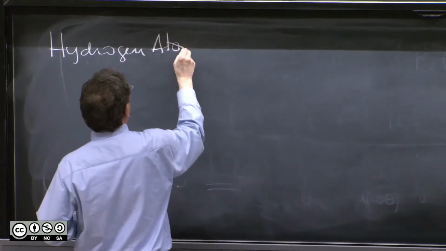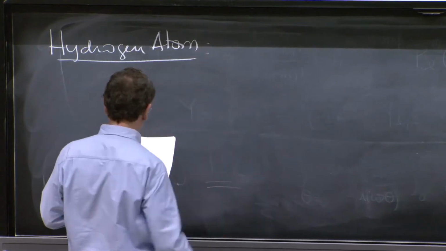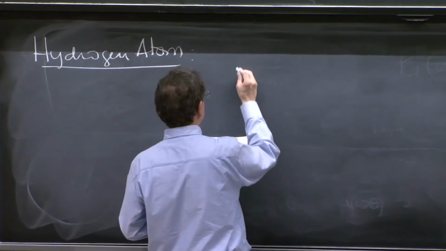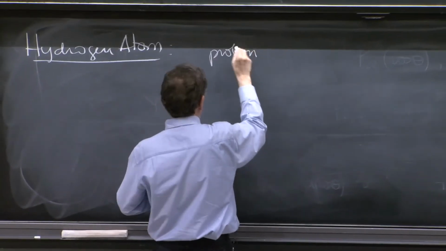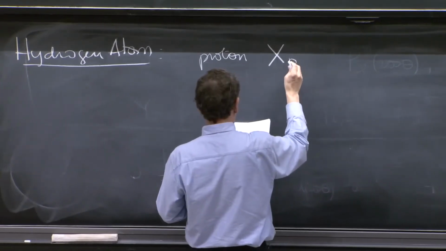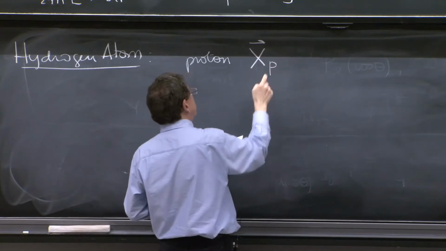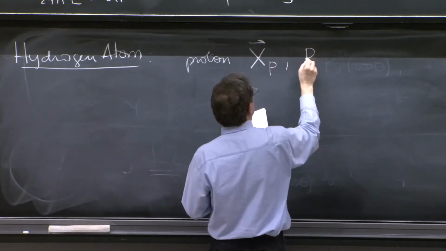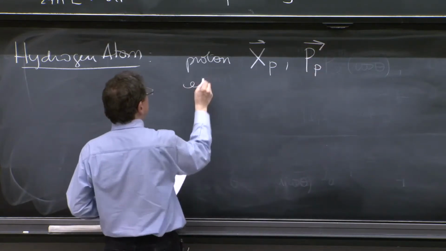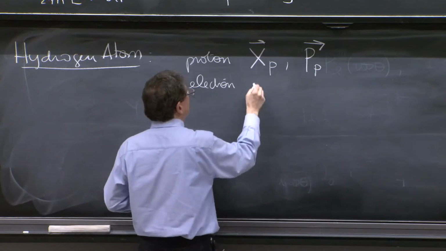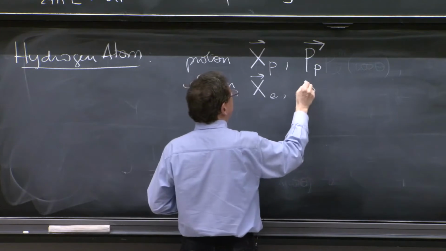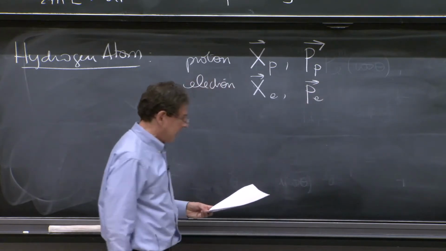The hydrogen atom is the beginning of our analysis. We still won't solve differential equations, but we will now have two particles. A proton, whose coordinates are going to be the coordinates of the proton, subindex p for the proton, and the momentum of the proton. And there's an electron, with the three coordinates of the electron and the three components of the momentum of the electron.